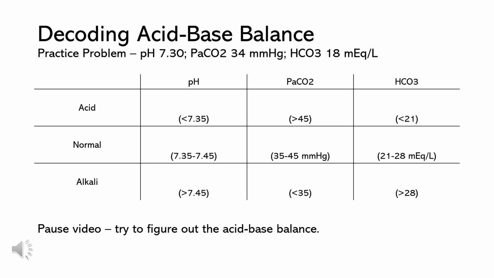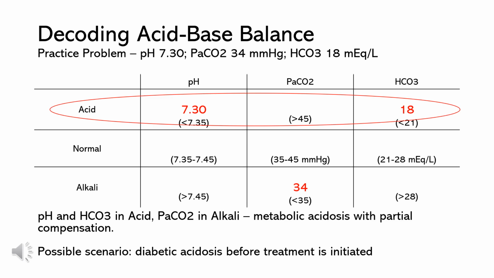Okay, let's try another practice problem. For this one, the pH is 7.30, the PaCO2 is 34 millimeters of mercury, and the HCO3 is 18 milliequivalents per liter. Pause the video and try to figure out the acid-base balance. Okay, let's put all the numbers on the chart.